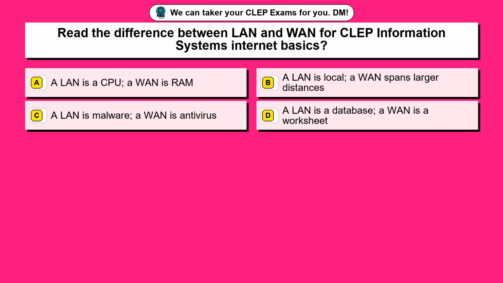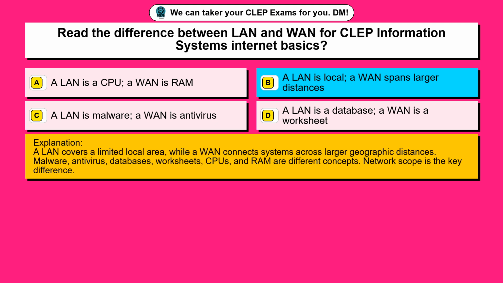Question 57. Read the difference between LAN and WAN for CLEP Information Systems Internet Basics. Option A. A LAN is a CPU, a WAN is RAM. Option B. A LAN is local, a WAN spans larger distances. Option C. A LAN is malware, a WAN is antivirus. Option D. A LAN is a database, a WAN is a worksheet. The correct answer is option B. A LAN is local, a WAN spans larger distances.